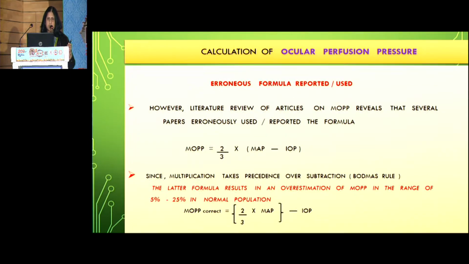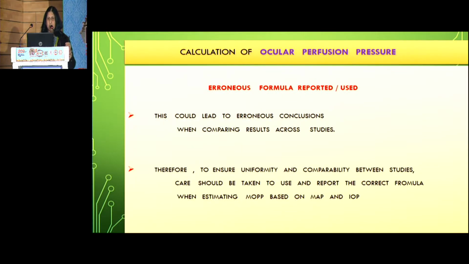However, literature review of articles on MOPP reveals that several papers have erroneously used or reported the formula as MOPP equals 2/3 of MAP minus IOP without the bracket. Now, this resulted in overestimation in the range of 5 to 25%. So the correct formula is 2/3 of mean arterial pressure within bracket, minus IOP.